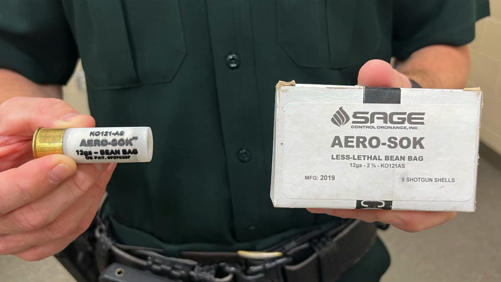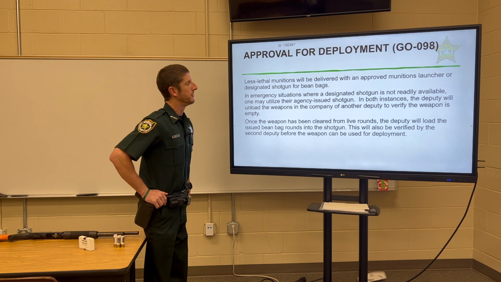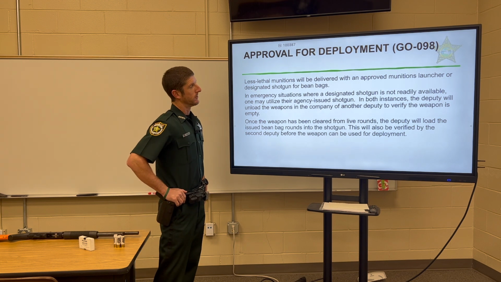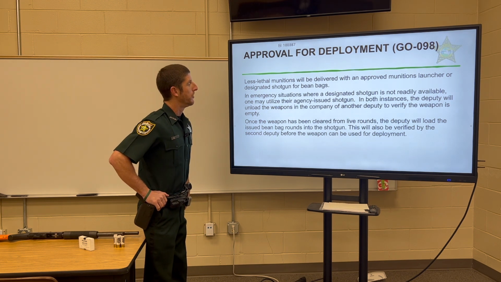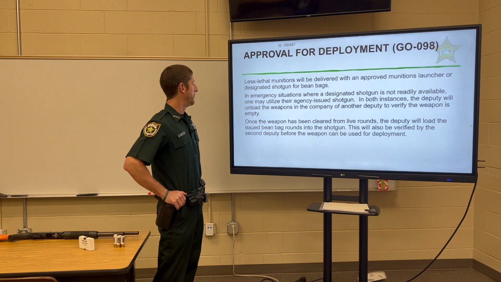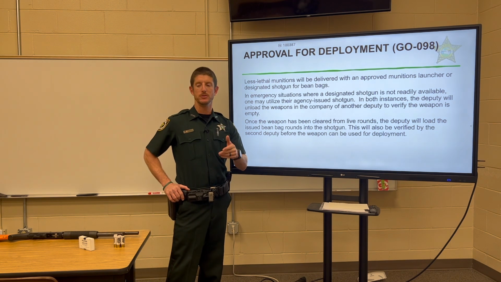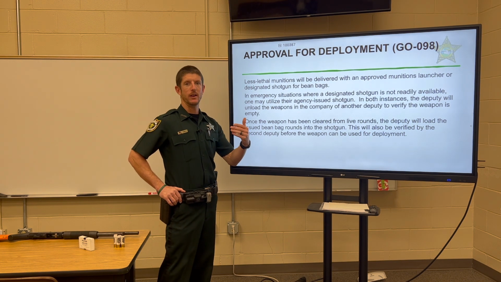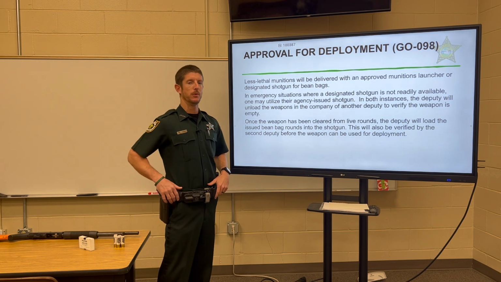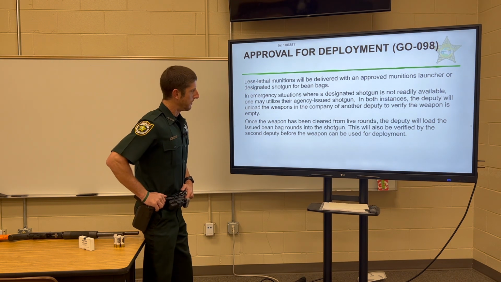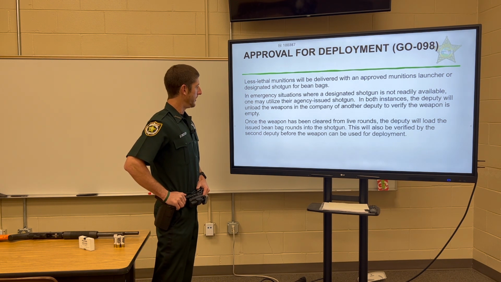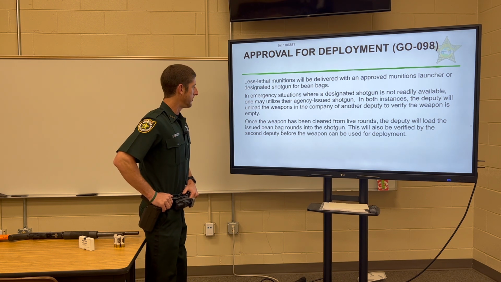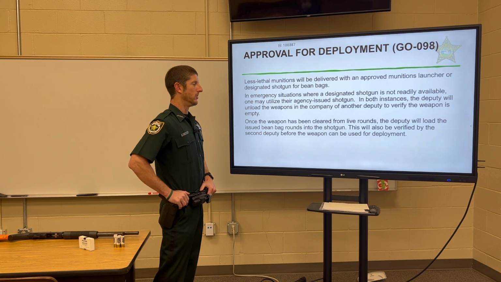Let's see. It says in emergency situations where a designated shotgun is not readily available, one may utilize their agency-issued shotgun. In both instances, the deputy will unload the weapons in the company of another deputy to verify the weapon is empty. That's like the most important part, is that you have another deputy there inspecting you loading the actual less lethal rounds. Once the weapon has been cleared of the live rounds, the deputy will load the issued beanbag rounds into the shotgun. This will also be verified by the second deputy before the weapon can be used for deployment.